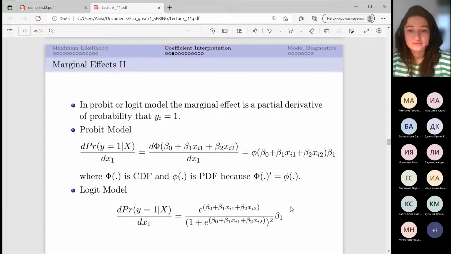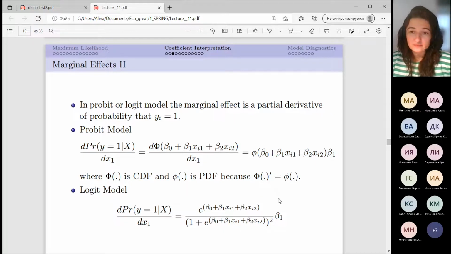And again, it's not very convenient, of course, to try to interpret something from beta parameters, because instead of this, you need to find the marginal effects. Okay, and this is the marginal effect of the probit model, and this is the general form of the marginal effect for the logit model. If you want to interpret, let's say, the beta 1 parameter in both cases.